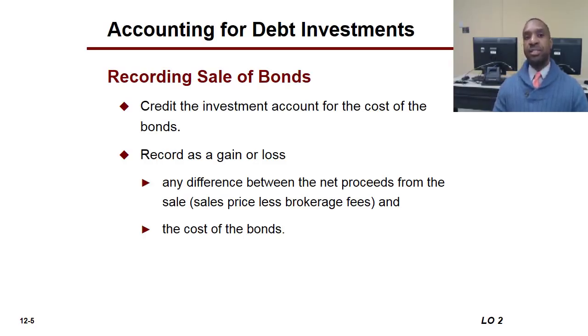Now, if we're selling bonds, we're going to credit the investment account for the cost of that bond, right? So that's going out. Then we're going to record any gain or loss. So there might be a gain or loss on that sale. So any difference between the net proceeds from the sale, right? So that's the sales price less any brokerage fees, because there more than likely will be some type of cost to sell it, and then the cost of the bonds. So these are the points to keep in mind when we're recording the sale of the bonds.